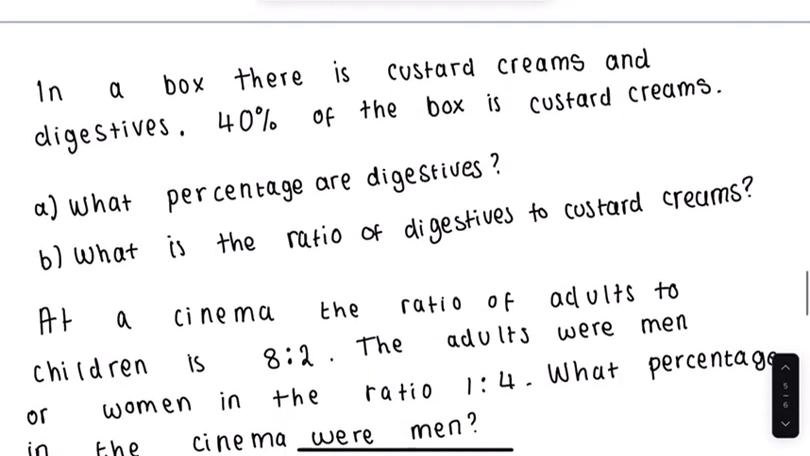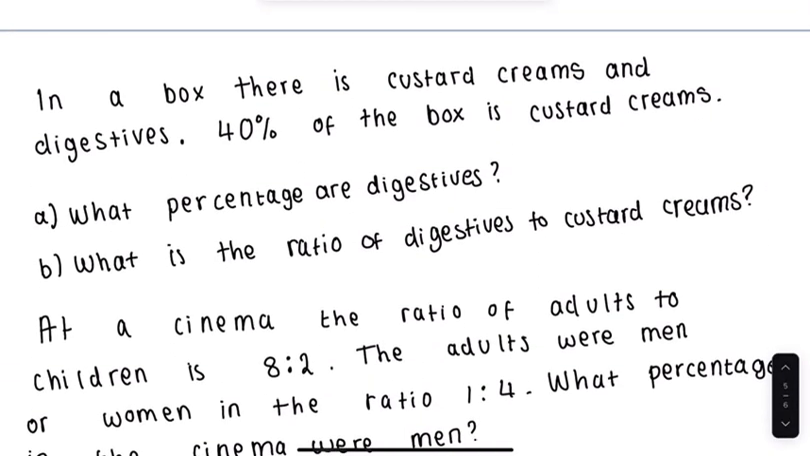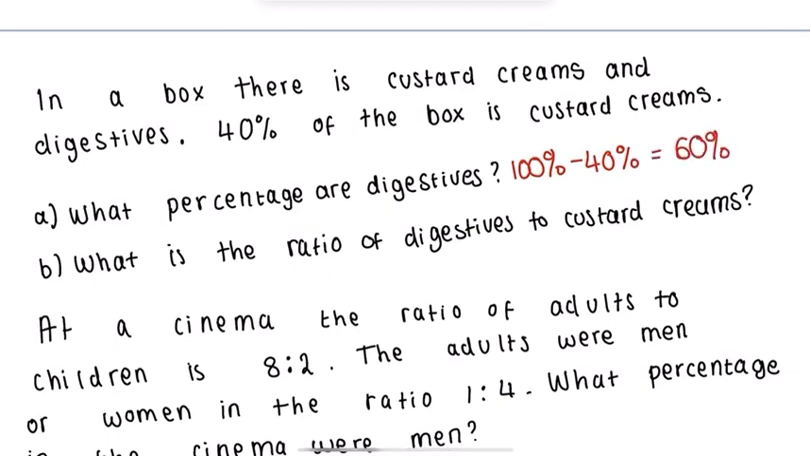Next, let's have a look at going from a percentage into a ratio. So it says here, in a box there are custard creams and digestives. 40% of the box is custard cream. What percentage are digestives? Now, just like I said in that previous question, 100% is how much I have in total. So if I take away that 40% which are custard creams, I can see that 60% must be digestives.